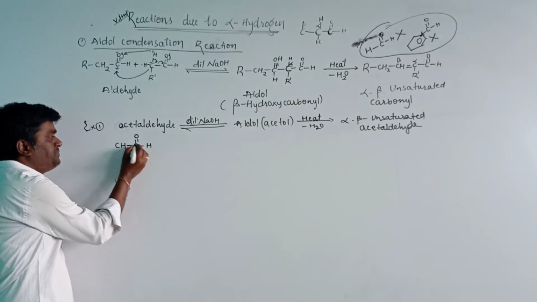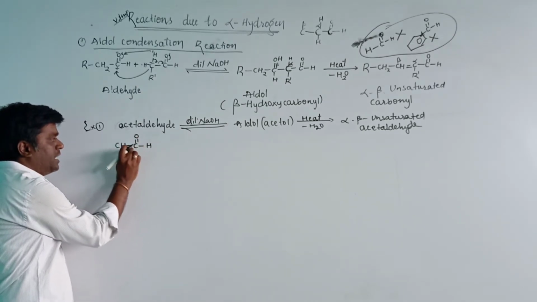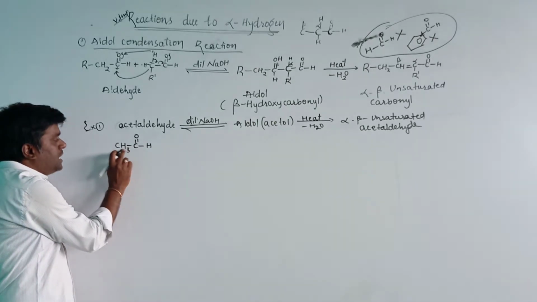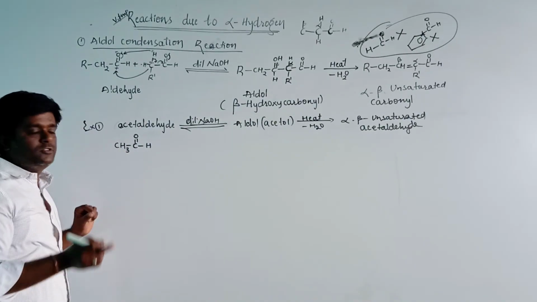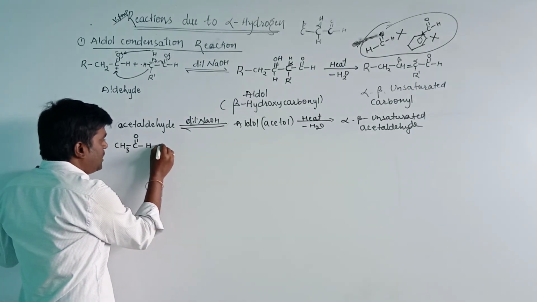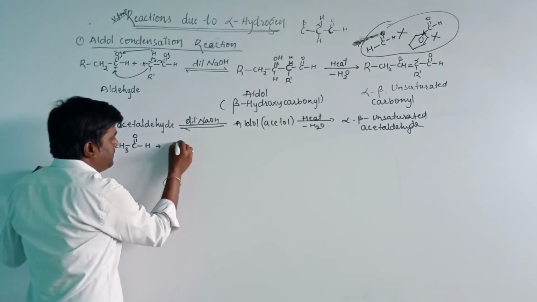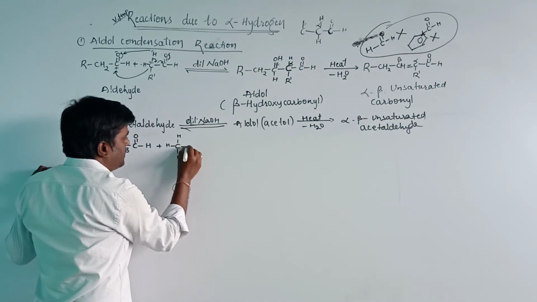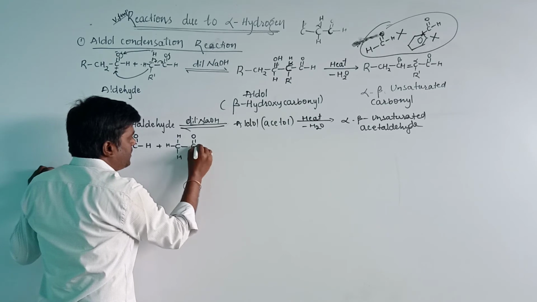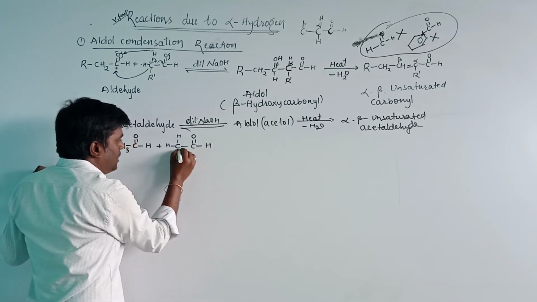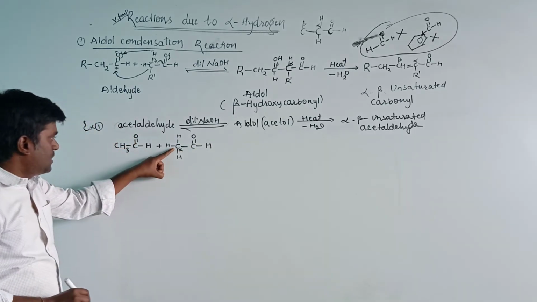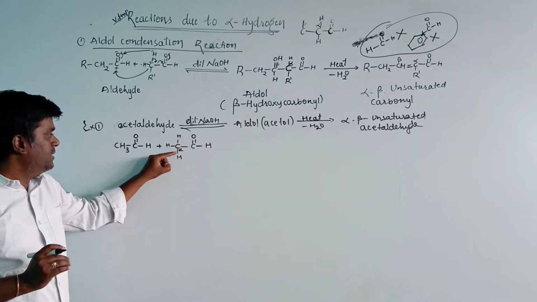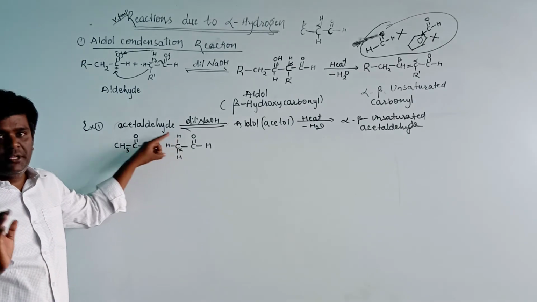Acetaldehyde: this is the functional group, and the carbon atom attached to it is known as the alpha carbon atom. In the alpha carbon atom, alpha hydrogens are present. CH3 CHO, plus CH3 CHO. This is the alpha carbon atom, and the hydrogens which are attached to the alpha carbon atom are known as alpha hydrogen atoms.